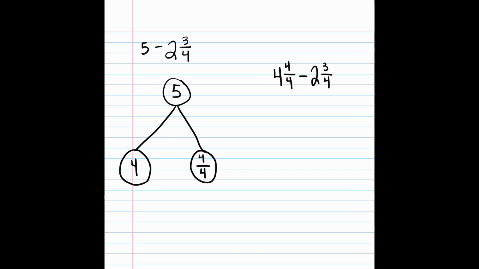So all I did essentially was take my original minuend, that was a whole number, and turn that minuend into a mixed number. So now what I want to do is 4 minus 2, which is 2. And then I want to do 4/4 minus 3/4, which is going to give me 1/4. Okay?